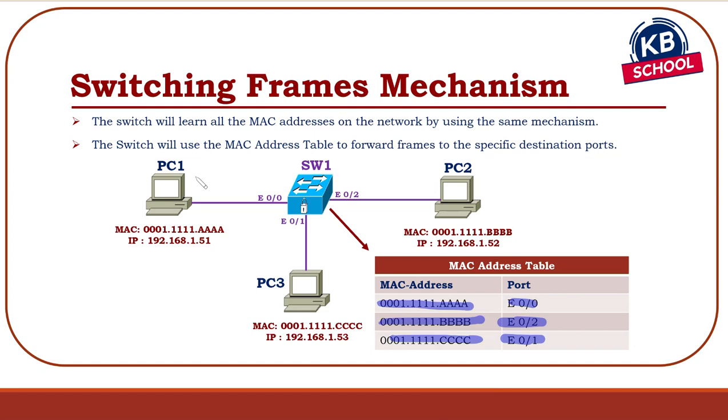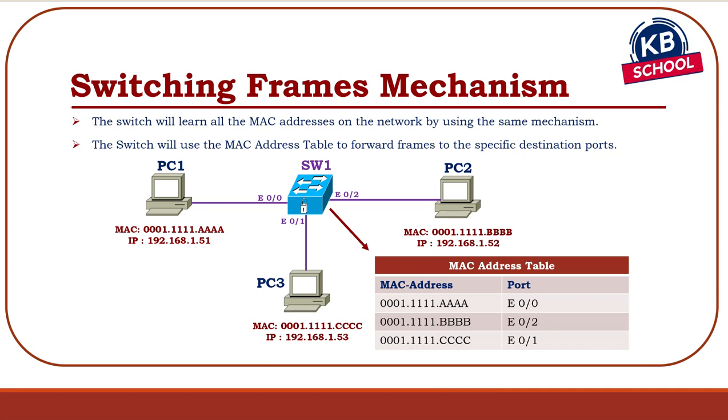Okay. And now if this guy wants to talk to that guy, the destination MAC address will be 0001.1111.BBBB. When the switch receives it, it knows BBBB is on E02. So that communication, once the MAC address table is built, is direct from PC1 to PC2. Understood? So that's communication within your switching environment.